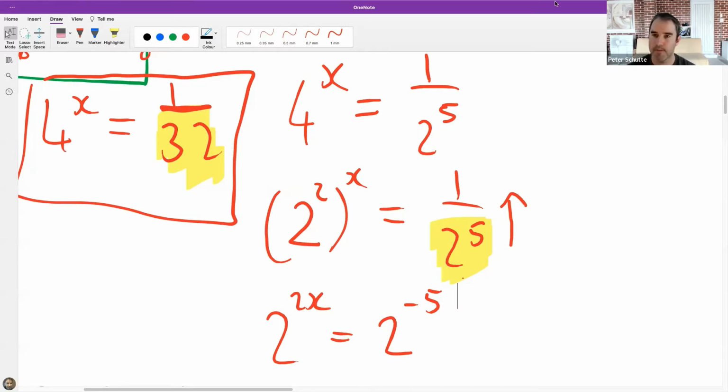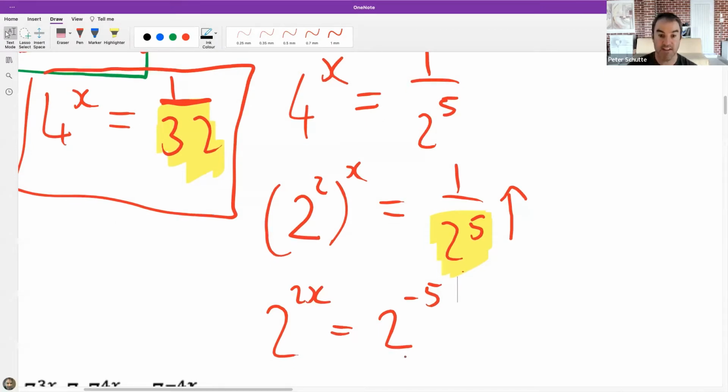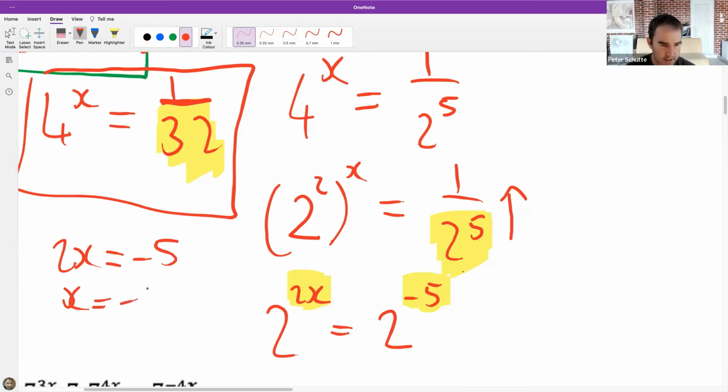So isn't the answer 2x equal to -5? Okay, exactly. So now the last step is finally, after all that hard work, you can say, because the bases are the same, 2x is -5. And then if you divide both sides by 2, x is -5/2 or -2.5. So that was quite a tough one to start with.